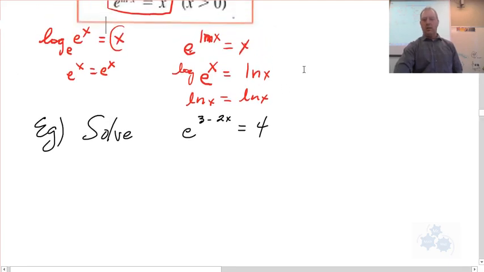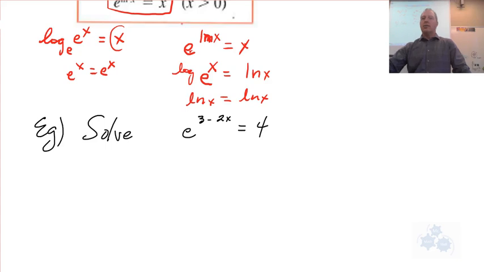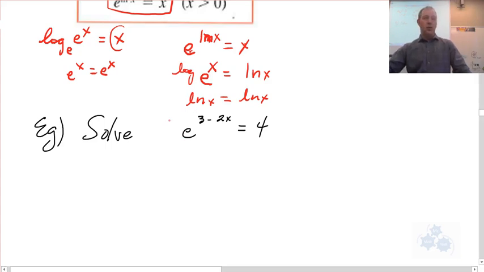Okay. Well, the variable is in the exponent position, so I'm going to have to use logs. I have a base e, so guess what? It's probably a good idea to use the natural logarithm if we have a base e. So you would probably do something like this. You go the natural logarithm of e to the power of 3 minus 2x equals the natural logarithm of 4.